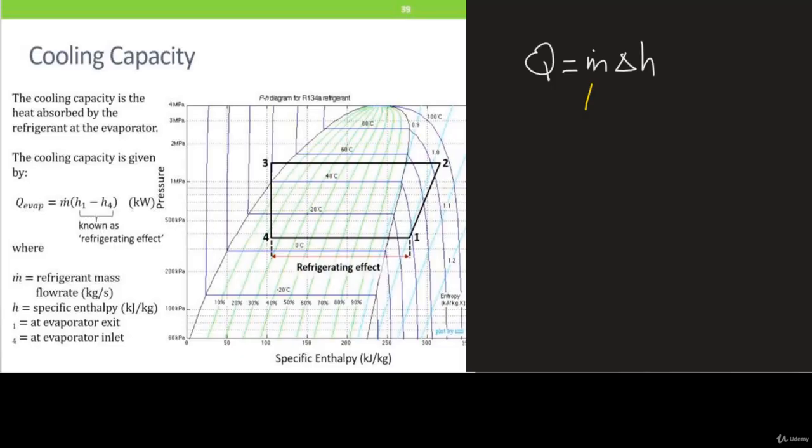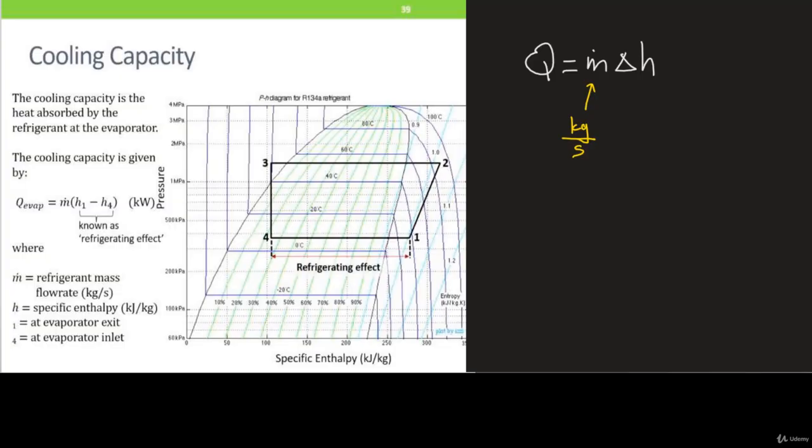What is m with a dot on top? As we know, m usually represents mass, which is in terms of kilograms. But with a dot on top, it means the rate of mass, so per second. In other words, it's the mass flow rate of the refrigerant in kilograms per second.